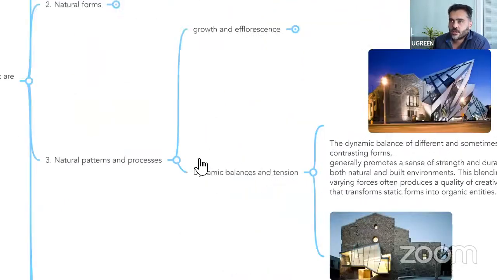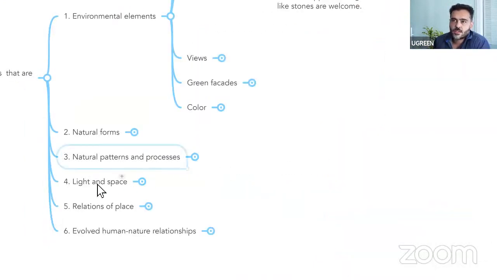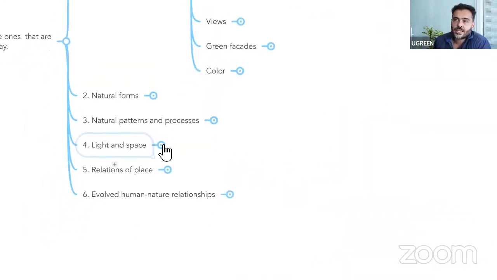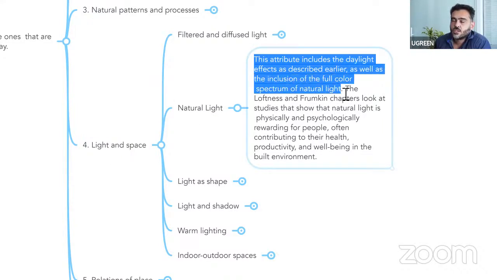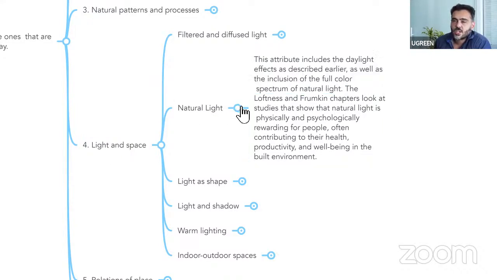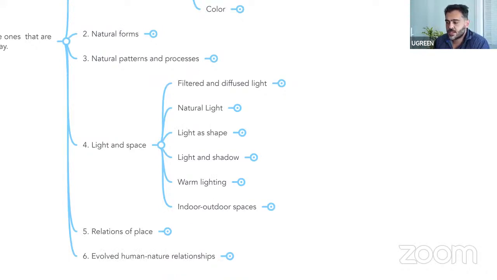So this will be another thing. Natural patterns and processes. When we are talking about light and space, this will be the biggest thing when we are talking about the connection of biophilic design with sustainability. So for example, we are talking about natural light, right? Of course, we need to see the full spectrum of natural light, and we need to have a good amount of light inside our spaces. But the problem is sometimes we will have problems related to glare.